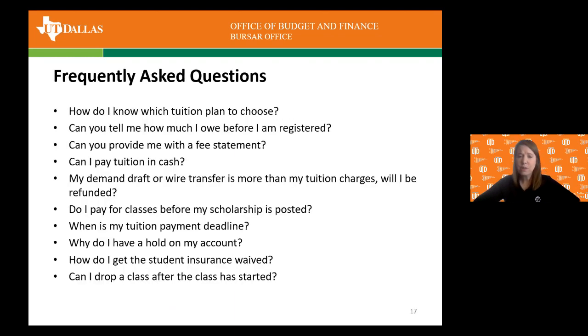So these are just some frequently asked questions. We're almost done. I know that we're going to be taking some of your questions, but here are some questions that we get asked a lot. So how do you know which tuition plan to use? One of the things that I like to tell students is to think about how long they're actually going to be at the university. The guaranteed plan is good for 4 years, which means, like I said, you'll be paying the same rate for 4 years for whatever number of hours you're enrolled in that semester.